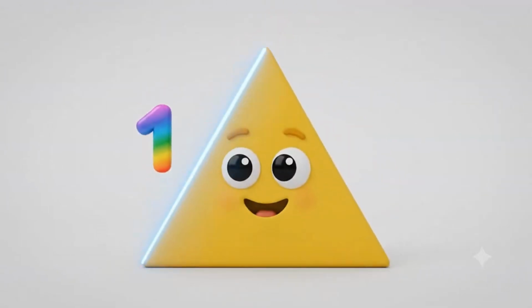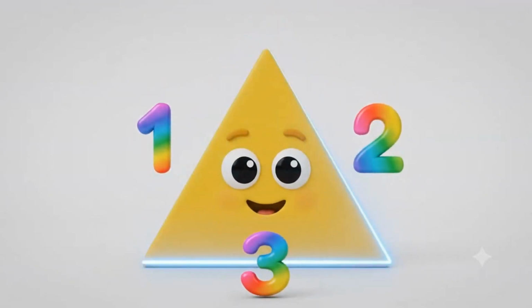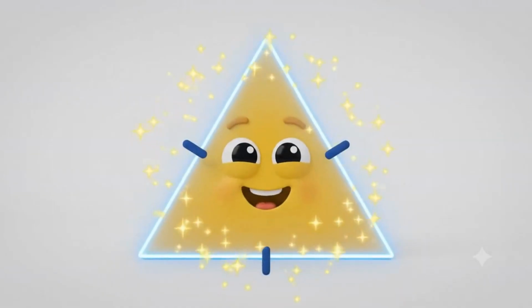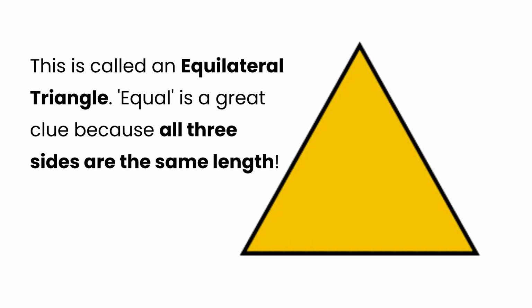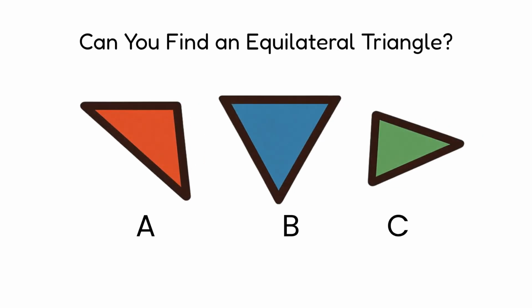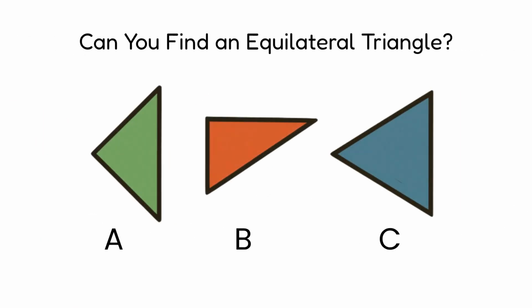This triangle is special. All 3 sides are the same length. This is an equilateral triangle. It's called that because all 3 of its sides are equal in length. Can you identify the equilateral triangle? Here is another set of triangles. Can you find the equilateral one this time?